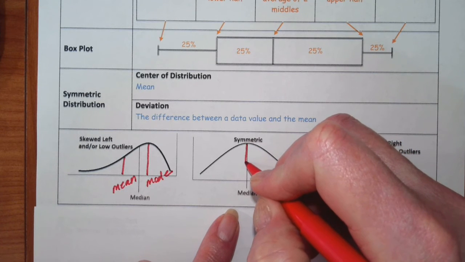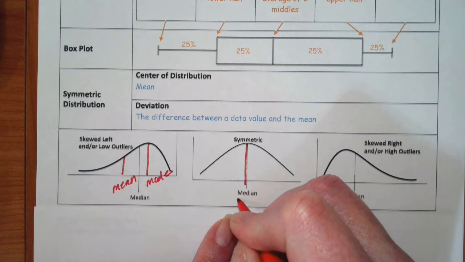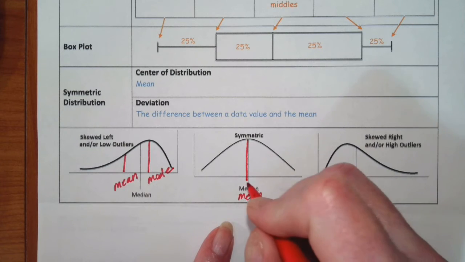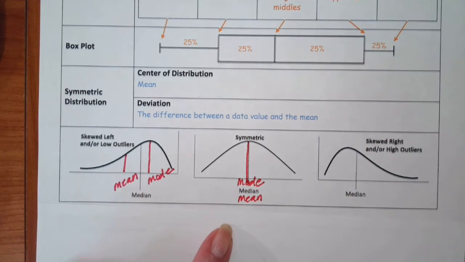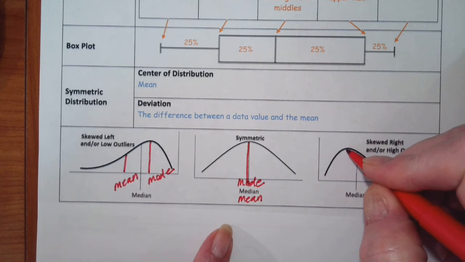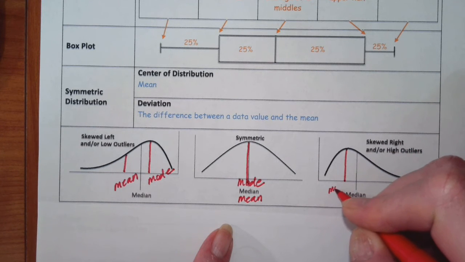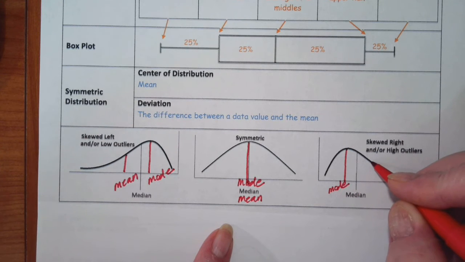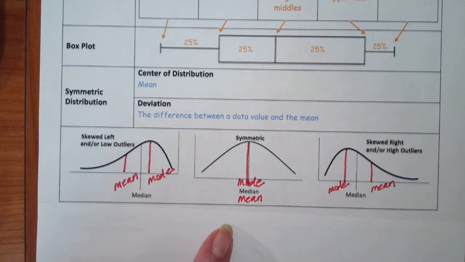If it's symmetric, the median and the mean and the mode are all in the center. And then this is just flip-flop from here. We know the tallest peak is our mode, so our mode is to the left and our mean is to the right of the median.